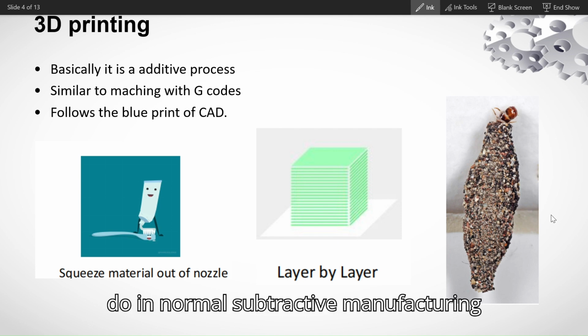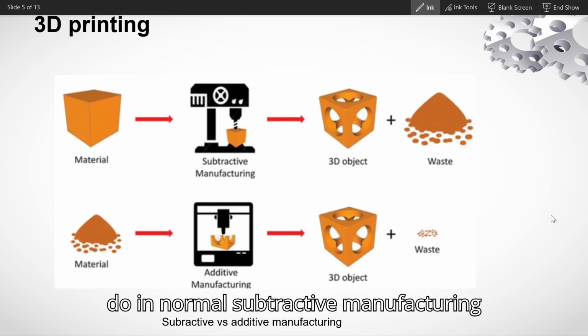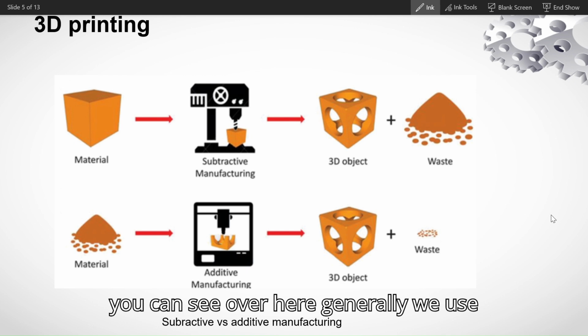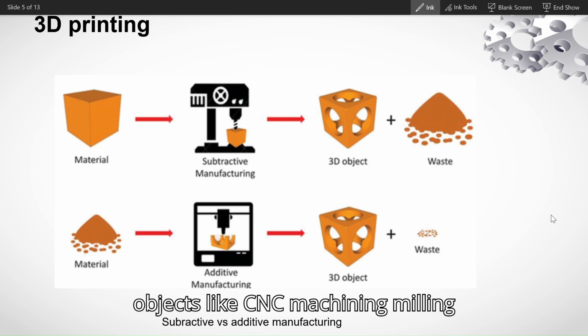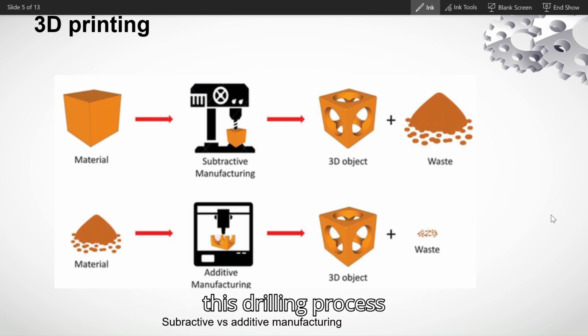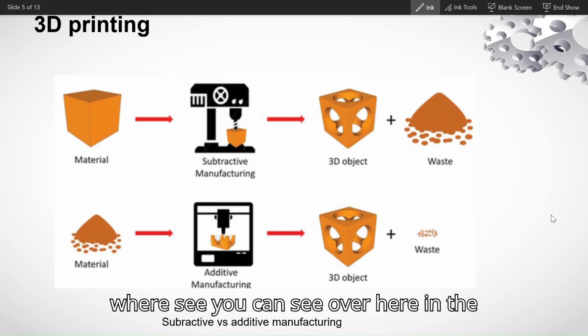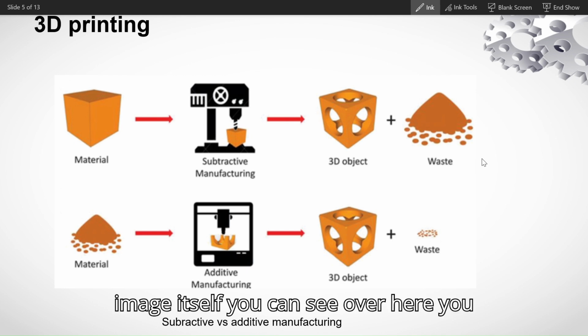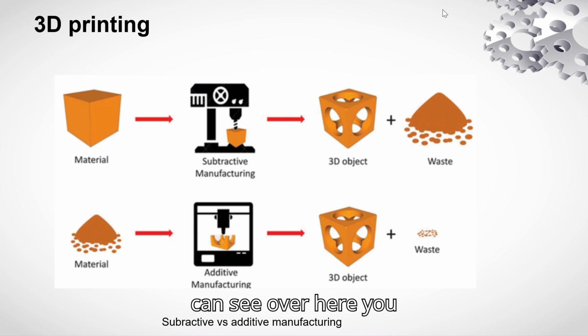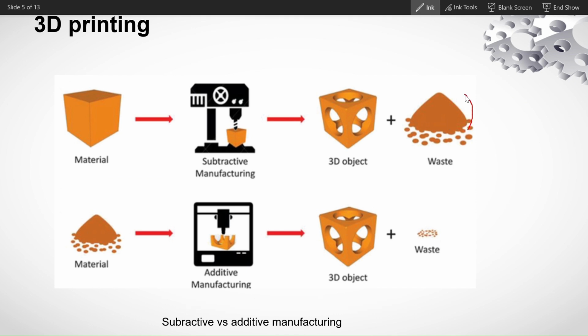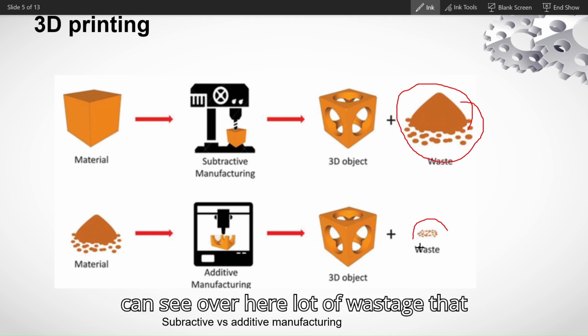So what we do in normal subtractive manufacturing, you can see over here. Generally, we use subtractive manufacturing to make some objects like CNC machining, milling, drilling processes, and so on. You can see over here in the image a lot of wastage.